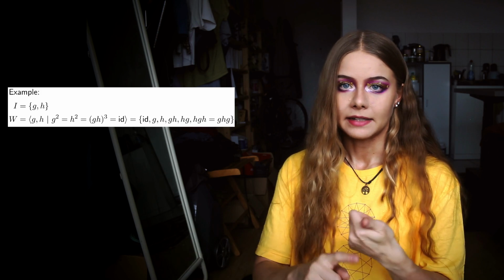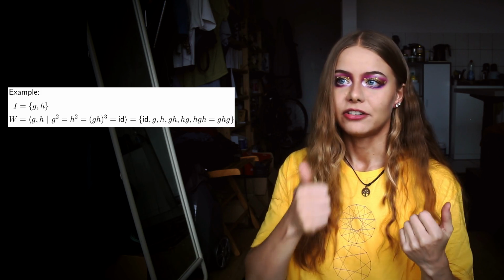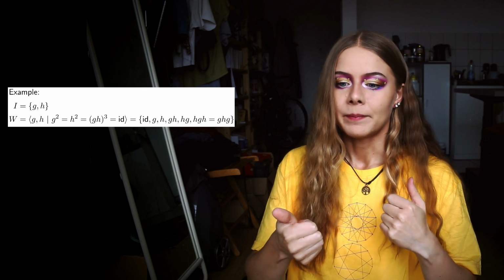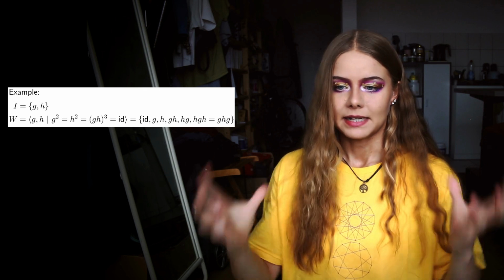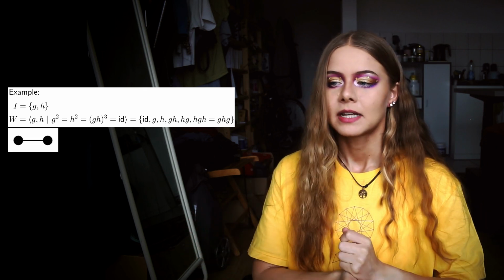That is the identity, G, H, GH, HG, and then GHG, which is the same as HGH. So this would be an example for a Coxeter group. We can also draw a Coxeter diagram, of course.